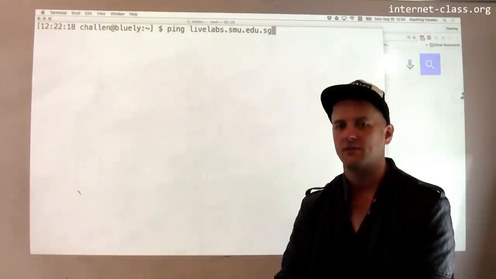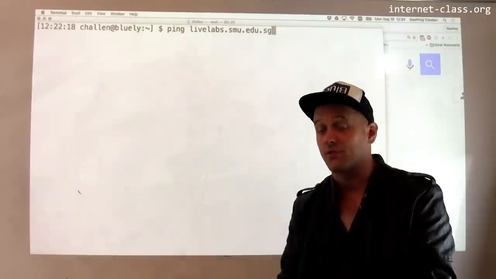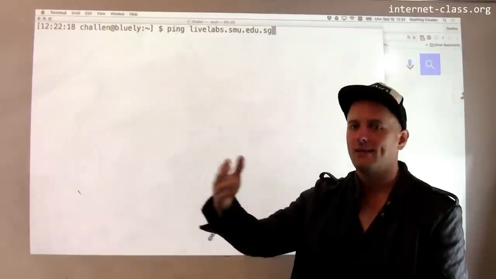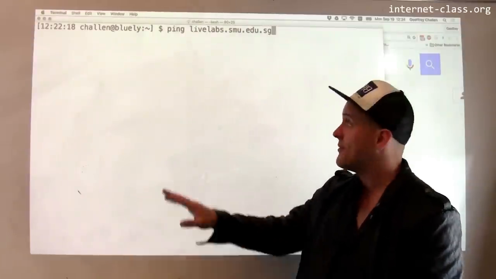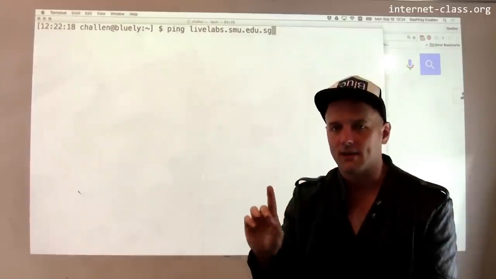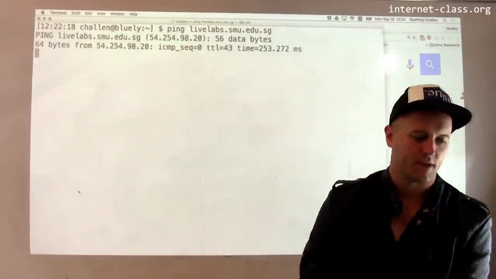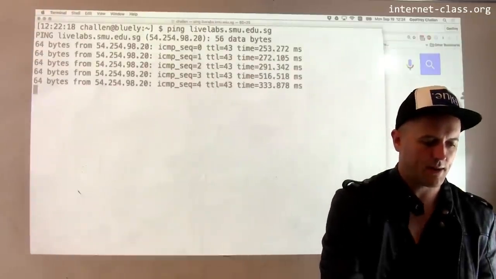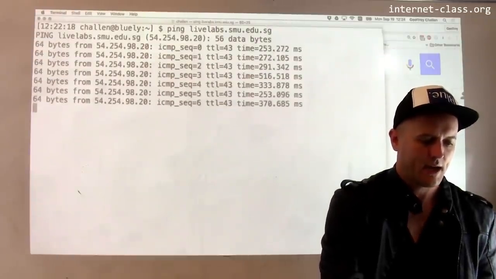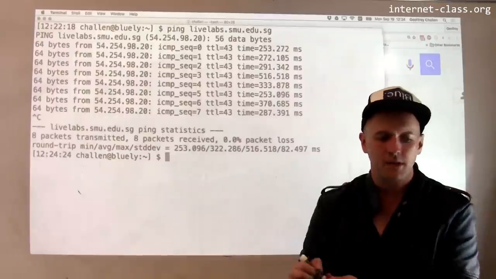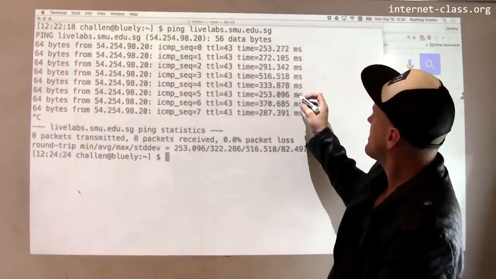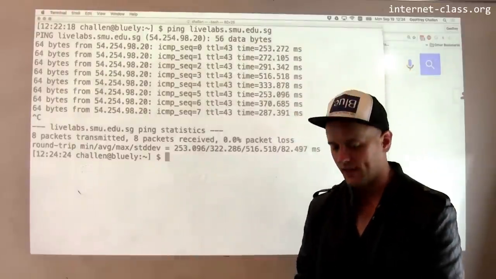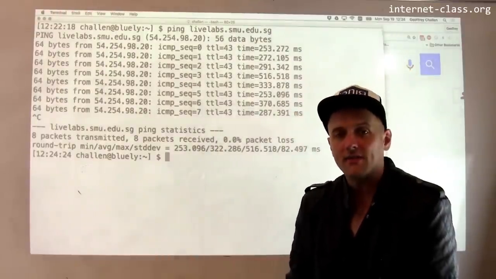Some of the longest flights that originate from the United States go to Singapore. So Singapore is far away. If you got on a plane, it would take you the better part of a whole day of travel to get to Singapore. Let's see how long it takes an internet packet to get back and forth to Singapore. Okay, I'm pinging this machine, and at minimum I'm seeing about 250 milliseconds of latency. And that makes a certain amount of sense.